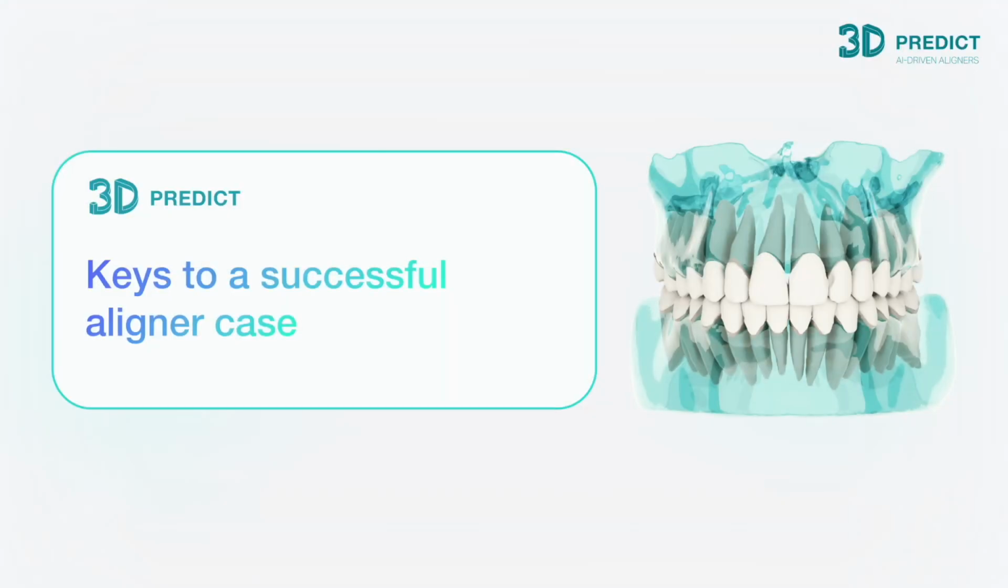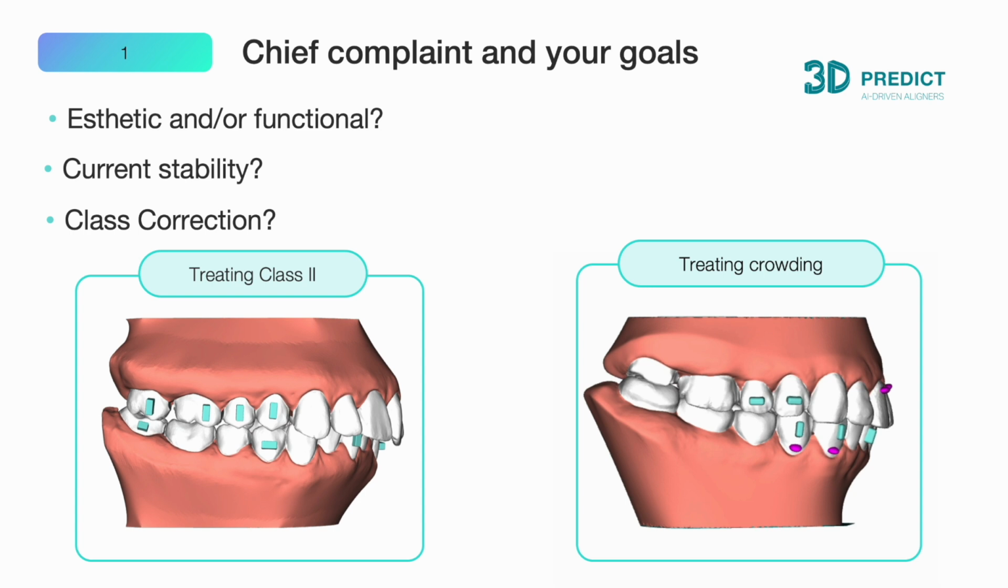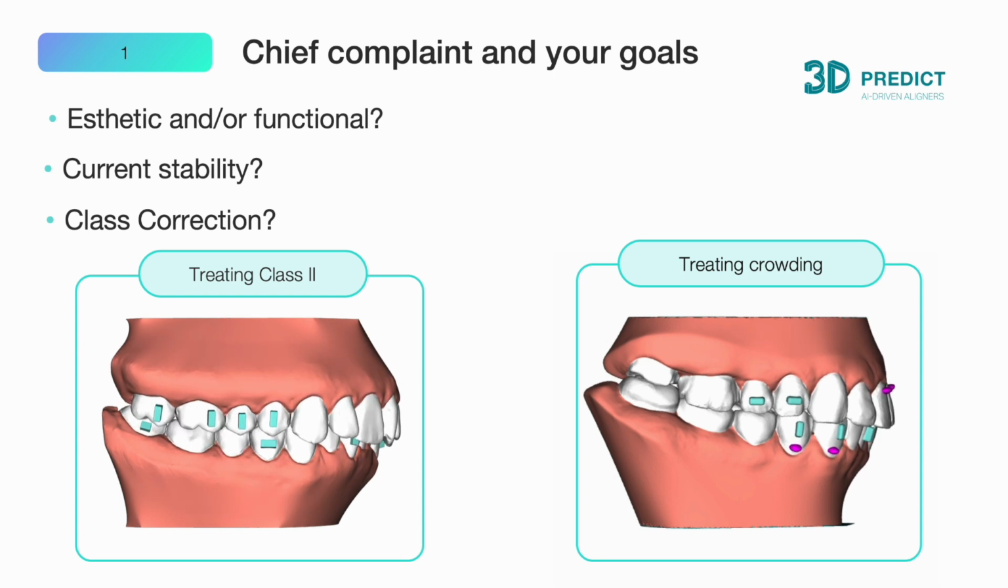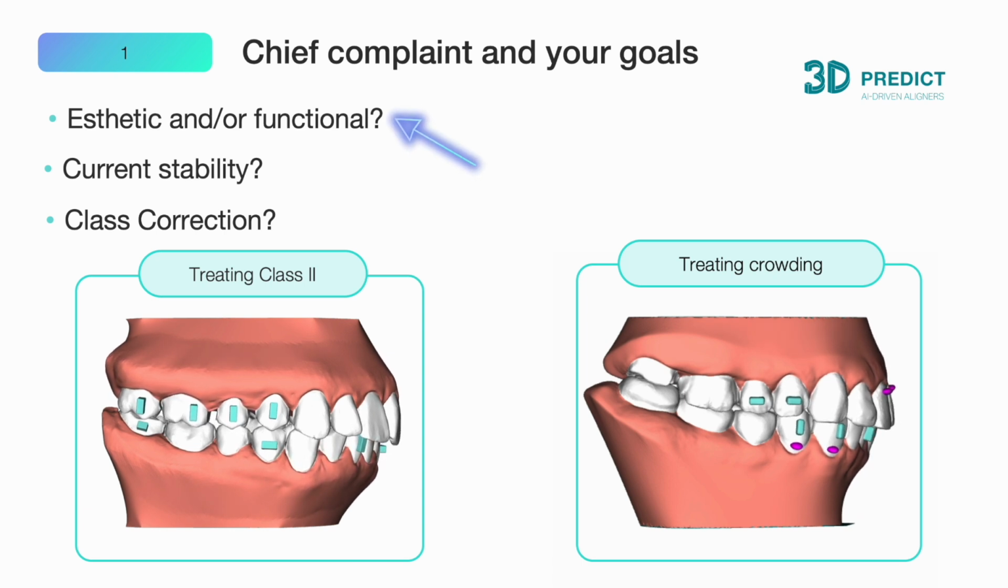There are 5 keys to a successful case. Let's review them. The first one is defining your goals and the patient's chief complaint. This may sound like basic advice, but it has been our experience that this may be overlooked when submitting a case. Questions that you need to ask yourself before submitting a case are: is the focus static, functional, or both?